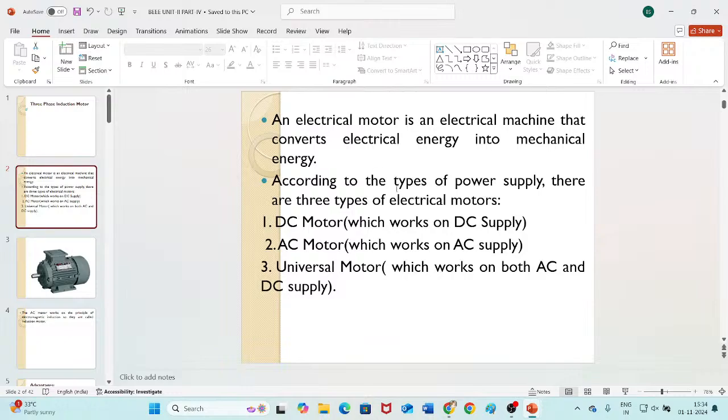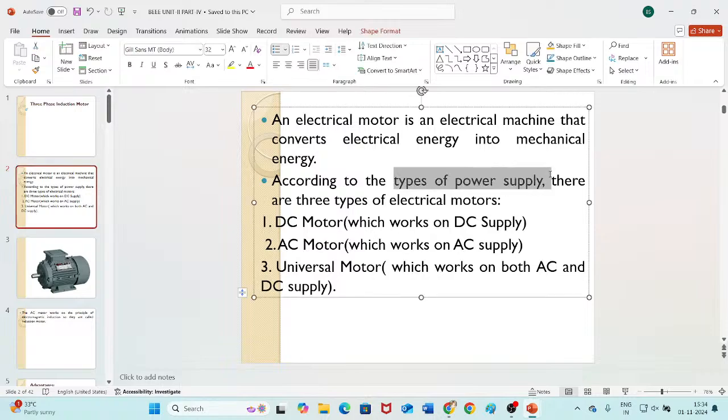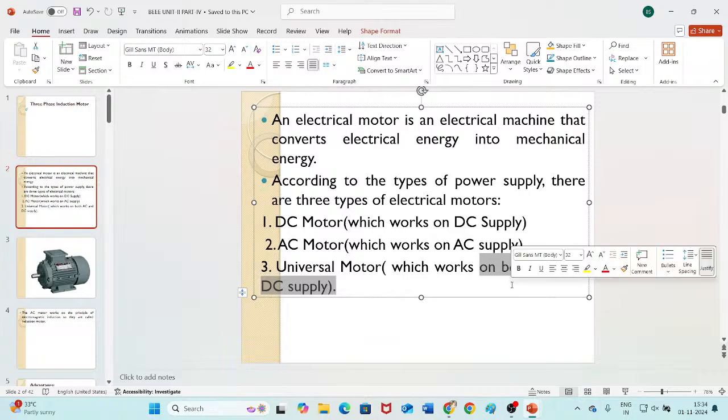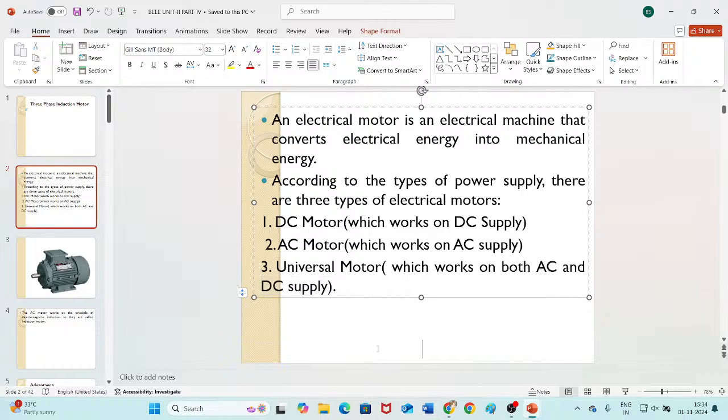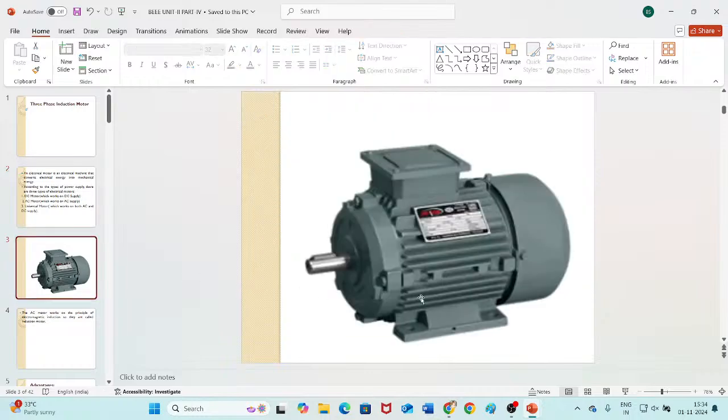Depending on the type of power supply that we give, the motors can be classified as DC motors or AC motors. If we give DC supply to the motor, it is our DC motor. If we give AC supply, that is our AC motor. If we are able to give both AC and DC supply to the motor, then that is known as a universal motor. So depending on the supply that you give, you can categorize the motors into DC motors, AC motors, and universal motors. This is our induction motor image. Of course, even DC motors also look alike.